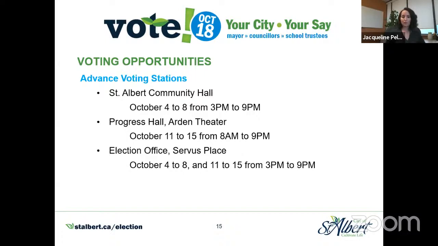Our election office and service place is located within the old Source for Sports location, and that's just right across from the Starbucks.